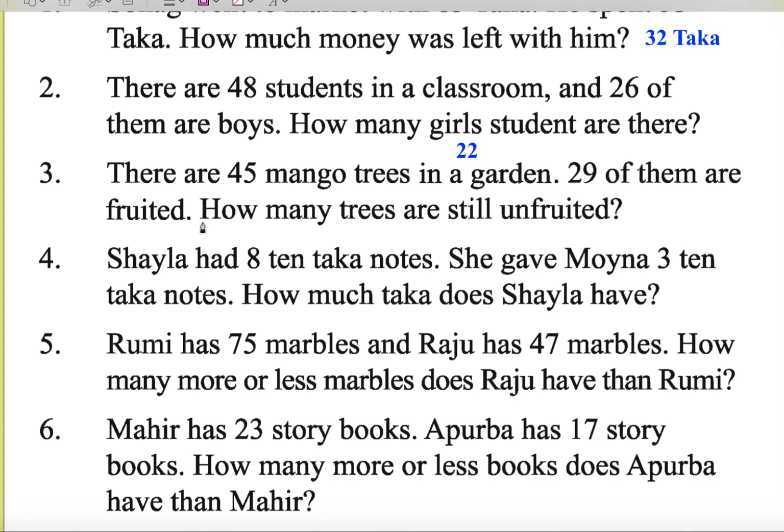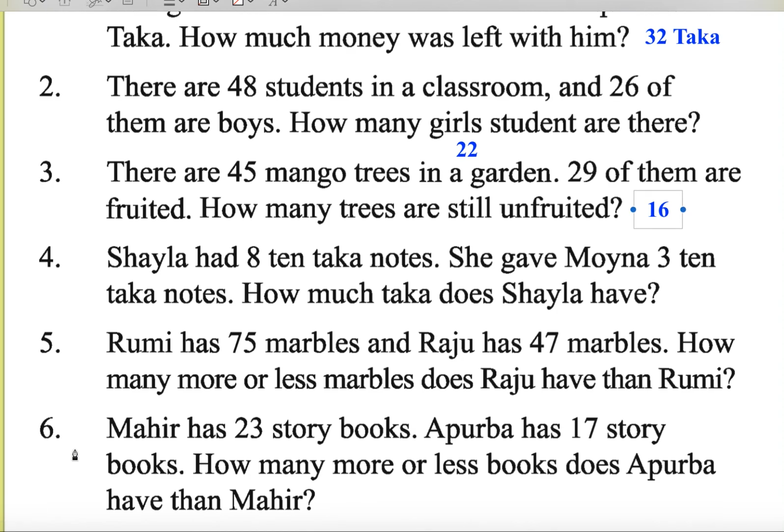There are 45 mango trees in the garden. 29 of them are fruited. How many trees are still unfruited? 45 minus 29, 16 maybe. When you subtract 9 from 15, you will remain with 6, right? So 3 minus 2 is 1. So how much did I tell just now? 15 minus 9 is 6. So 16.